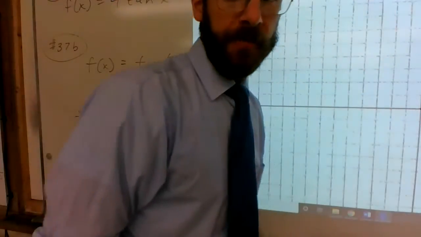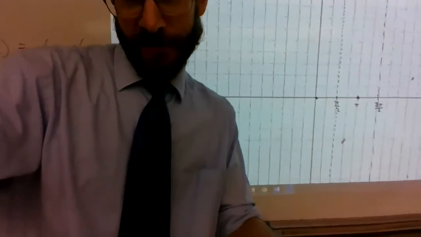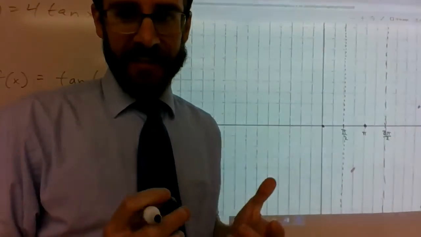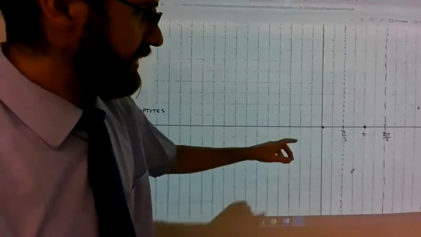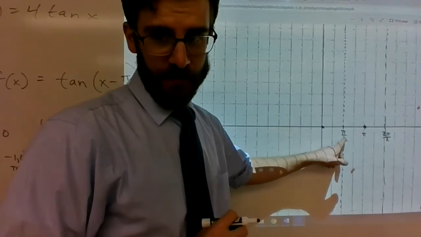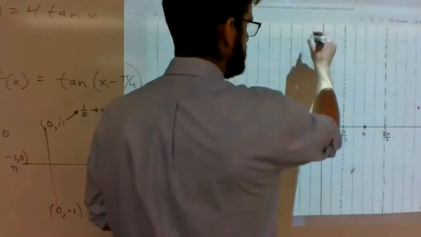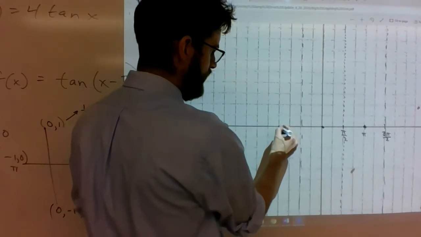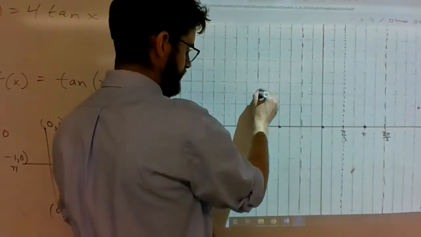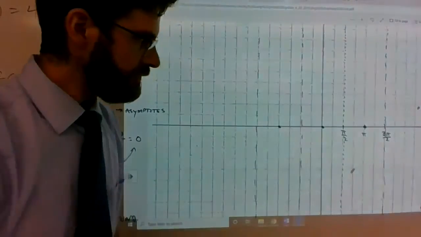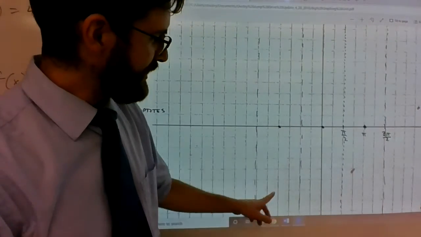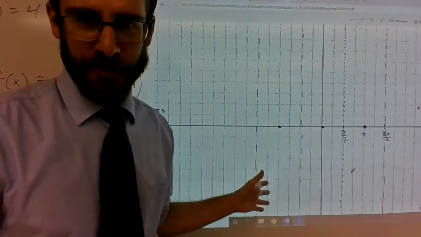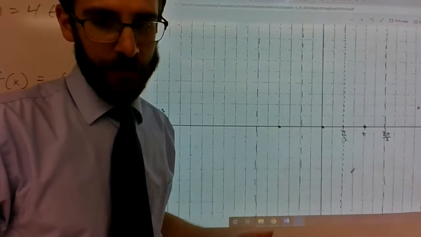Now that's a pretty solid standard by which we're going by. You go to 0, you go asymptote. 0, asymptote. 0, asymptote. But there's a problem. What the heck is going on in between the asymptote and the 0?